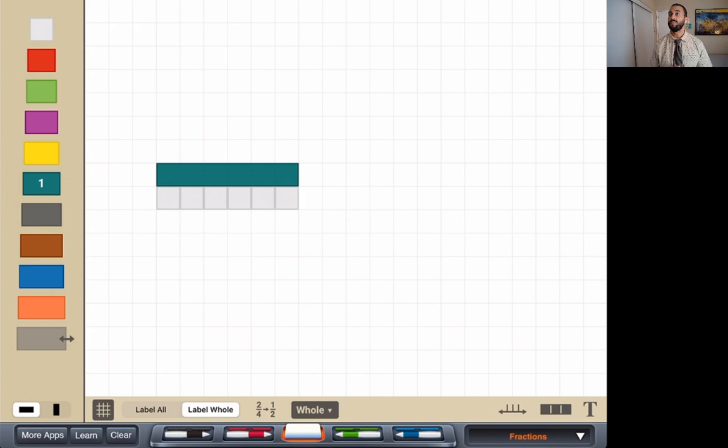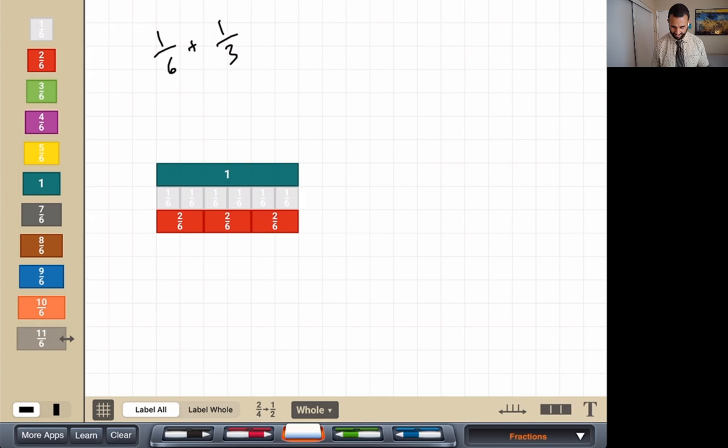And then we need thirds. Oh, I suppose I should write this up. 1/6 plus 1/3. That's what we're going to model in a moment here. Let's see. The thirds should be these guys. Oh, no, those are halves. Here we go. Thirds. There we go. Put that back. Just like so. Now, look, if I do label all, it'll actually say that, right? Kind of cool, I think. All right, so we've got sixths, we've got thirds, and now we just need to add them together.